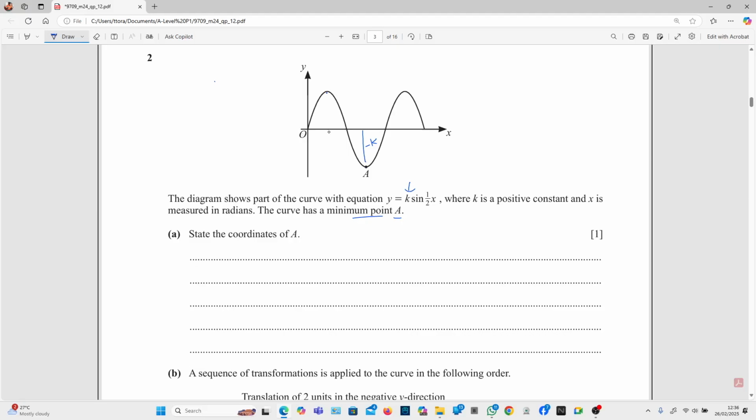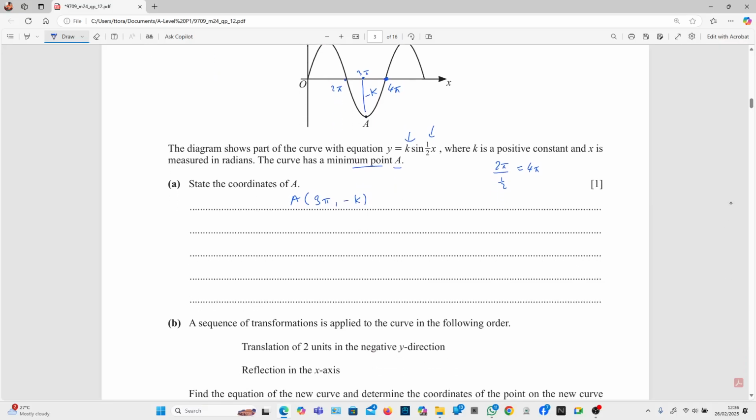Now basically this is 0, so we want to find out where the graph ends over here. If I look carefully, the period here is going to be 2 pi divided by half, which is then 4 pi. So the graph is going to end at 4 pi over here. So you split that and you get 2 pi here and 3 pi over here. So the coordinates of A is 3 pi and then minus k.